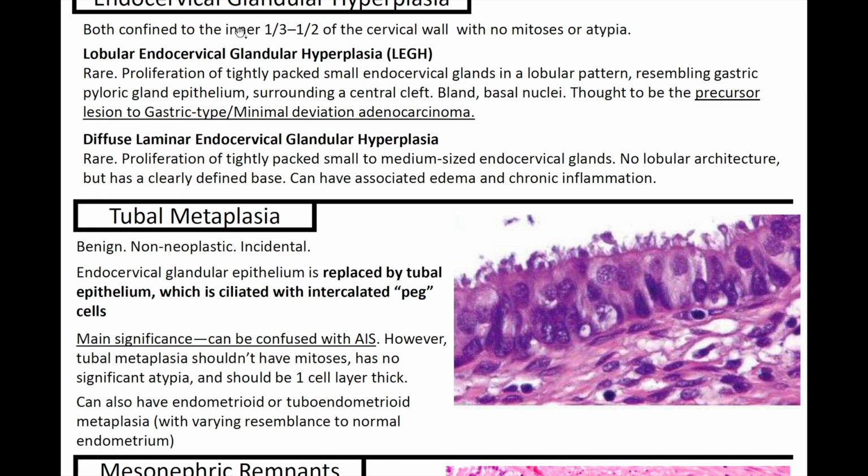Lobular endocervical glandular hyperplasia is rare, and it's a proliferation of tightly packed small endocervical glands in a lobular pattern, resembling gastric pyloric gland epithelium surrounding a central cleft. There's going to be bland basal nuclei, thought to be the precursor lesion to gastric type or minimal deviation adenocarcinoma. You can also have diffuse laminar endocervical glandular hyperplasia, which is rare, and it's a proliferation of tightly packed small to medium-sized endocervical glands with no lobular architecture but has a clearly defined base. You can have associated edema and chronic inflammation.